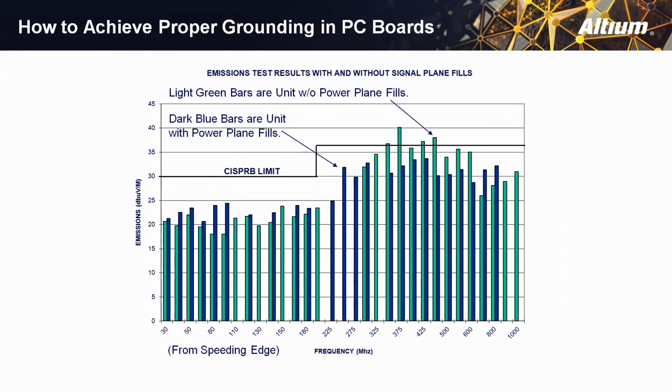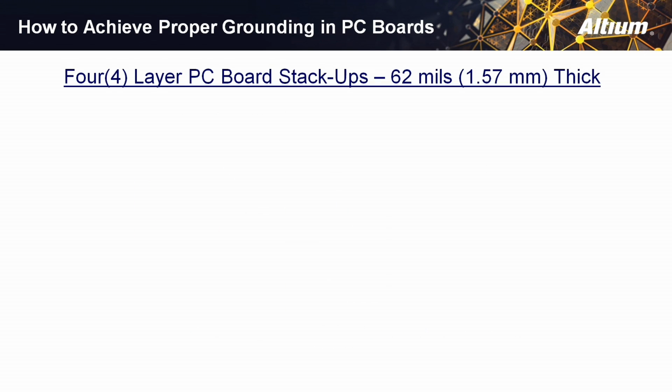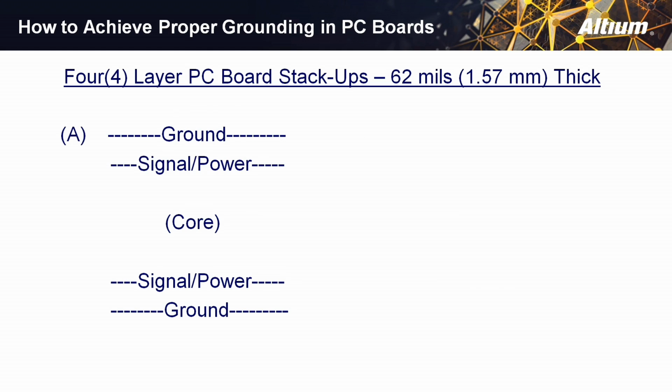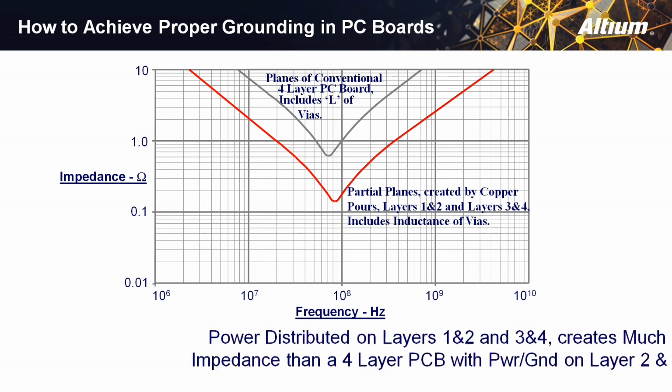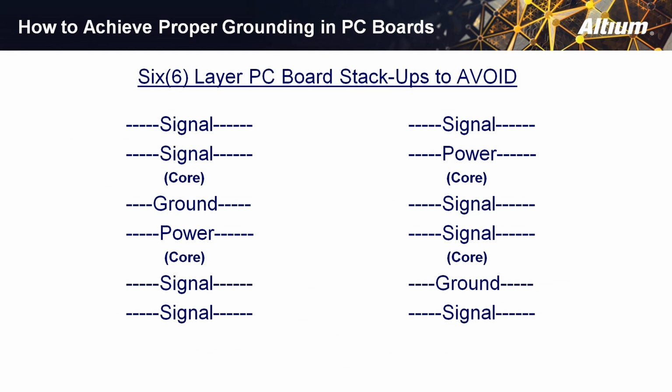This is the EMI signature of that board before and after the copper pours. The green lines show the EMI signature before the copper pours were added. The blue lines show it after the copper pours were added. Notice that the EMI signature is considerably better after the copper pours were added. Why? Better power delivery due to lower inductance, and there's a second reason, which I will discuss in just one moment. In fact, I'm going to skip this slide and come back to it in just a moment.